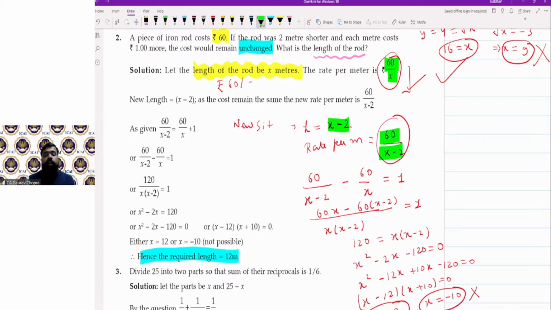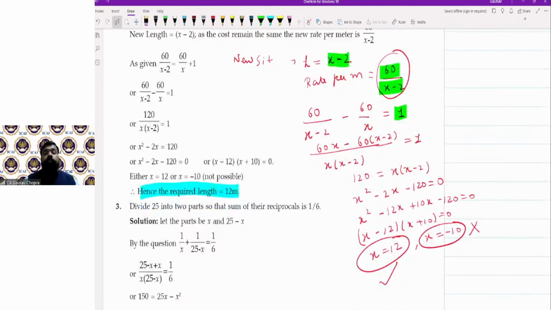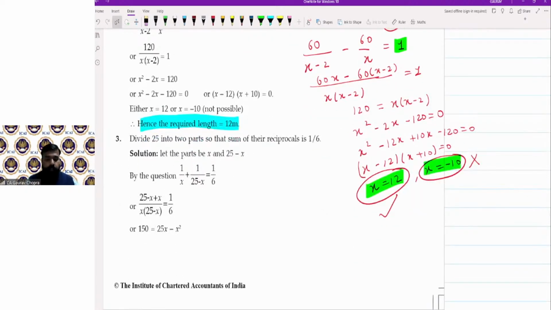This is the new rate. Now we have to find the difference of the two. दोनों का डिफरेंस हम निकालेंगे और दोनों का डिफरेंस कितना है, that is equal to 1. This becomes our equation, और इक्वेशन को सॉल्व करने के बाद we are getting one positive value, other negative. Negative will be rejected and the final answer is 12. All right.